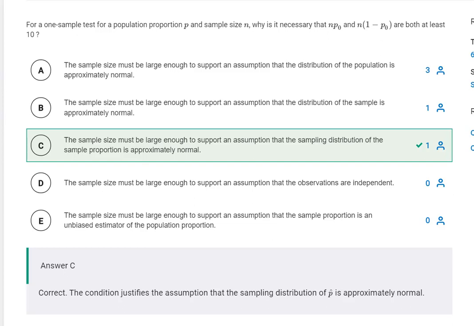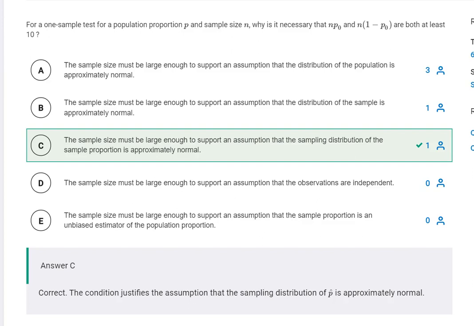This is question 7 on the AP Chapter 9 Review Multiple Choice Questions. For a one-sample test for a population proportion P and sample size n, why is it necessary that n P naught and n times 1 minus P naught are both at least 10?